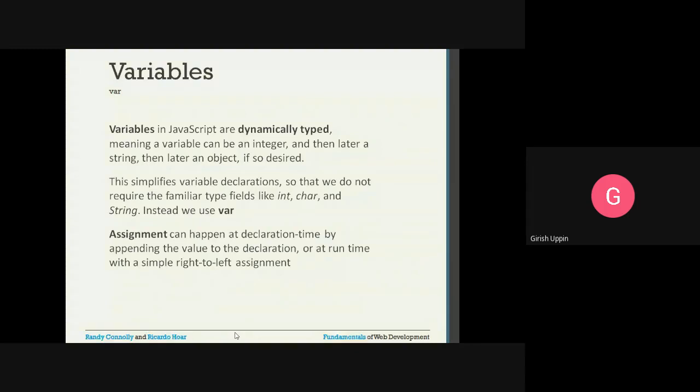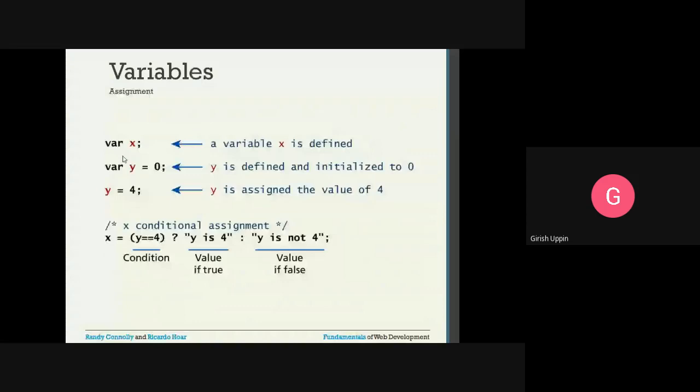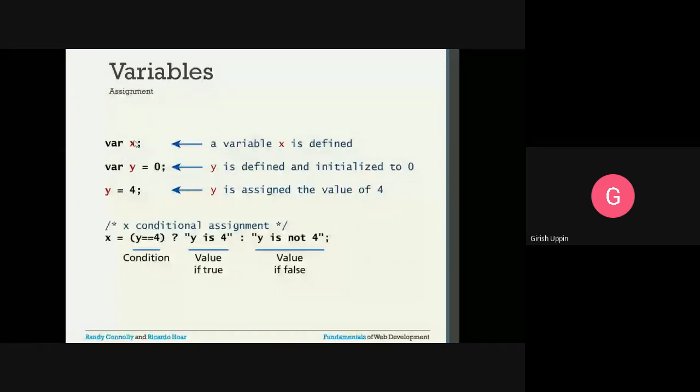Here you can see variable x is defined. You can correlate with any other language; it is very similar, and we need not worry too much about how to define it. Here y is defined and also initialized with the value of 0. Again, this value is assigned at runtime: y equals 4.